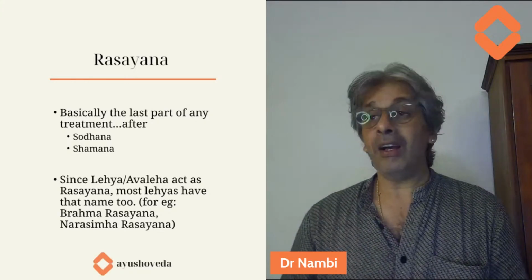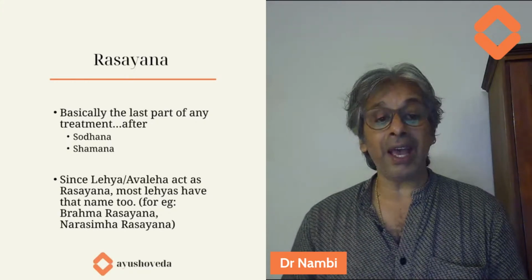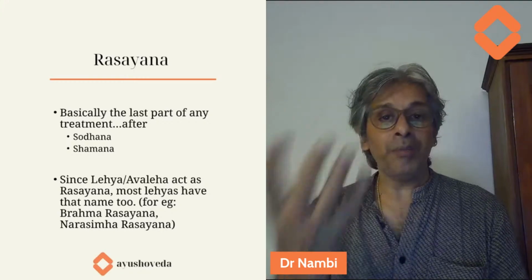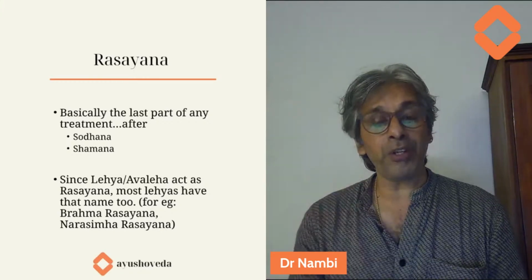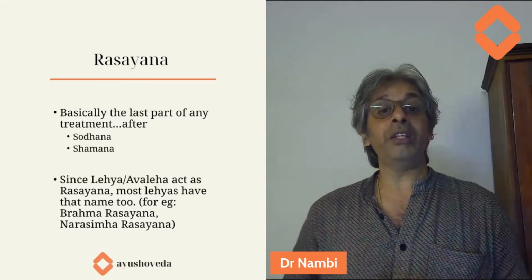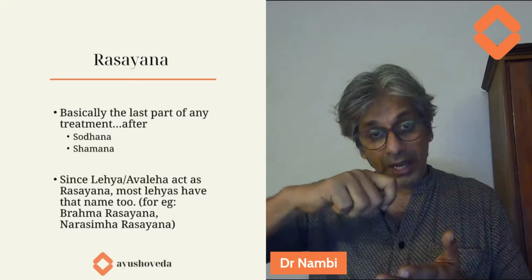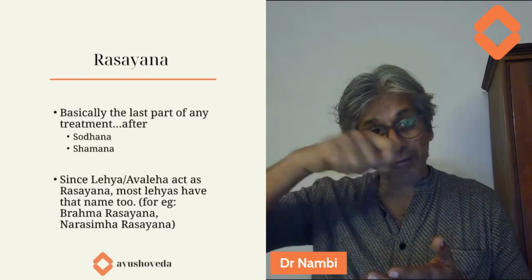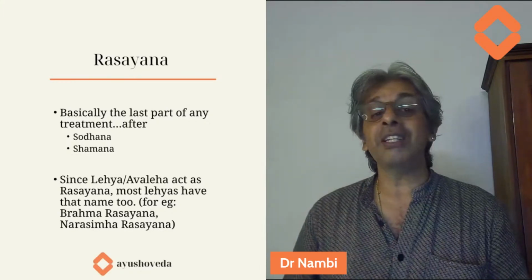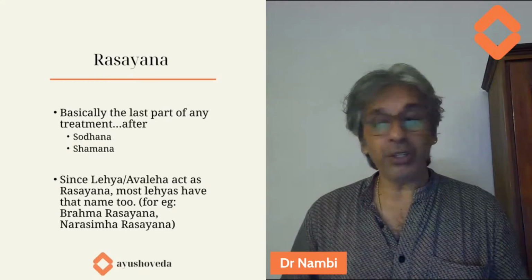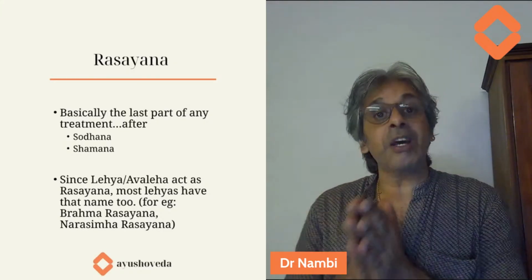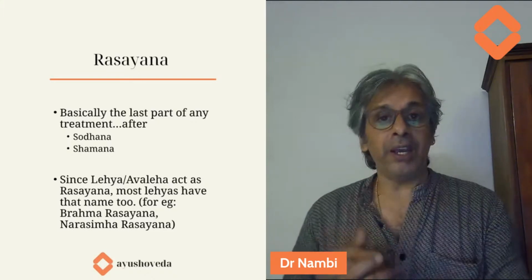Okay, they basically act as Rasayana, and most lehyas are also called Rasayana, like Brahma Rasayana, Narasimha Rasayana, Amrita Prasha Rasayana. So a lot of Rasayanas: Dashamula Haritaki Rasayana. Lehya, all those things in that form, Avaleha form, are also called Rasayana. This is basically by preparation. Certain kinds of medicines are also called Rasayana.